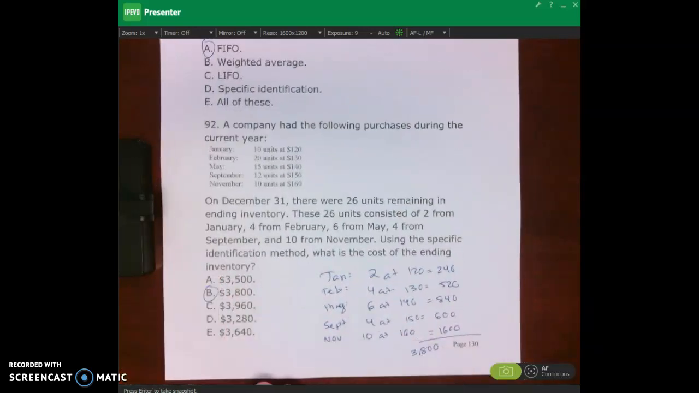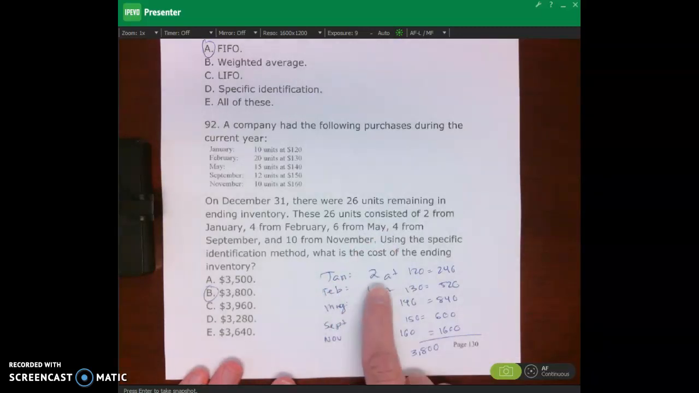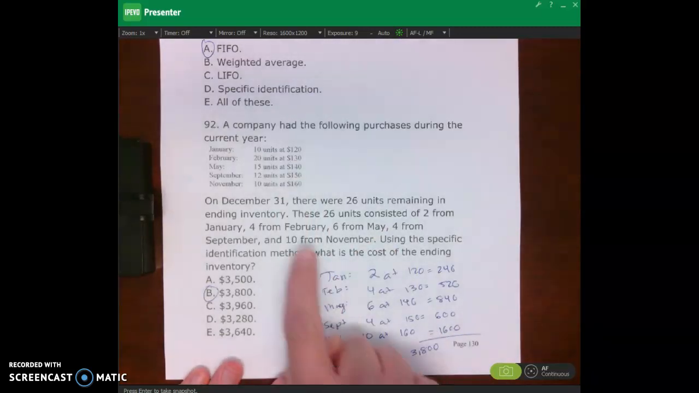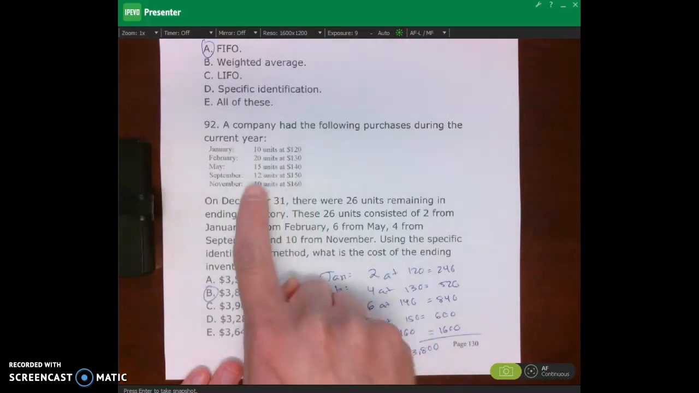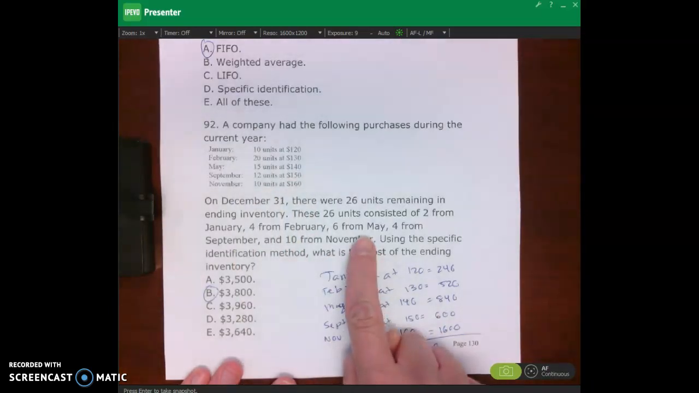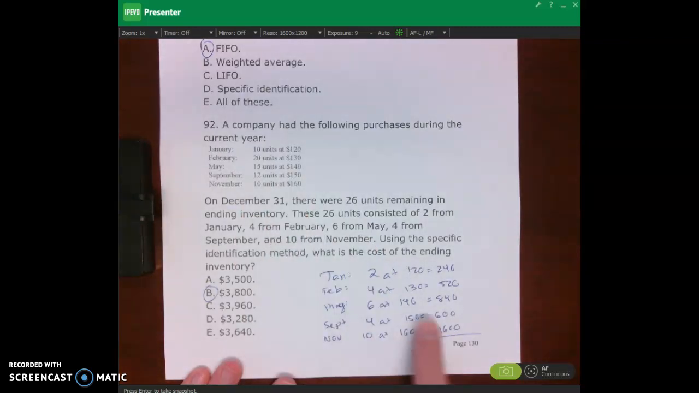Here you have to figure out the cost of ending inventory according to specific identification. All I did was say, we have January 2 at the 120, February leftover 4 at the 130, for May we have 6 at that 140 cost, and so on, and I multiplied. 2 at 120 gives me 240, 4 at 130 gives me 520, 6 at 140 gives me 840, 4 at 150 gives me 600, and 10 at 160 gives me 1600. Add all these up: $3,800. B is the right answer.